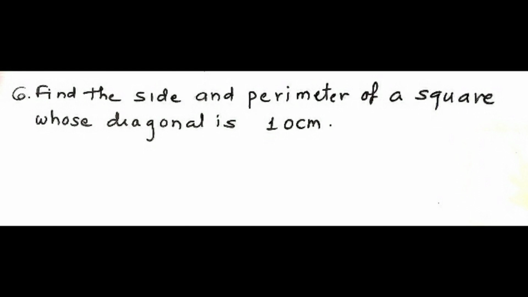Find the side and perimeter of a square whose diagonal is 10 centimeter. Here the name of the square is not given. So we'll assume let quadrilateral PQRS be a square whose diagonal PR is equal to 10 centimeter.